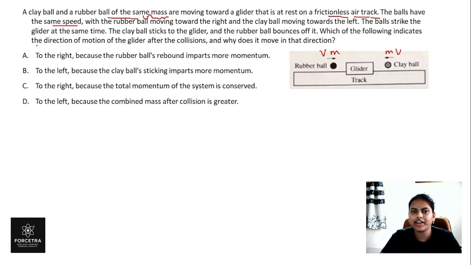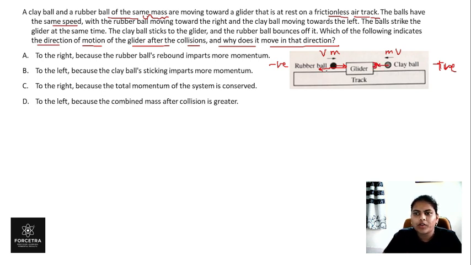Which of the following indicates the direction of motion of the glider after the collision? And why does it move in that direction? So let's first indicate the direction. This is the negative direction and this is the positive direction. When the rubber ball is coming, it comes along this path, strikes the glider and goes back. Whereas the clay ball comes and sticks on the glider. When the rubber ball leaves, it would leave with the same speed.